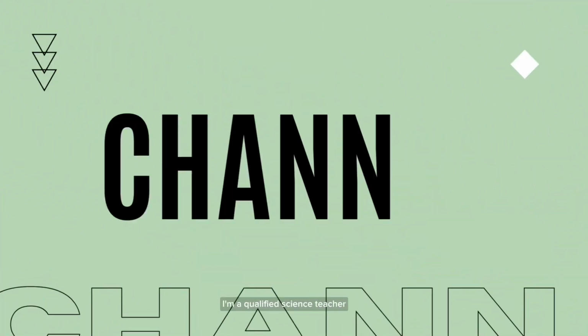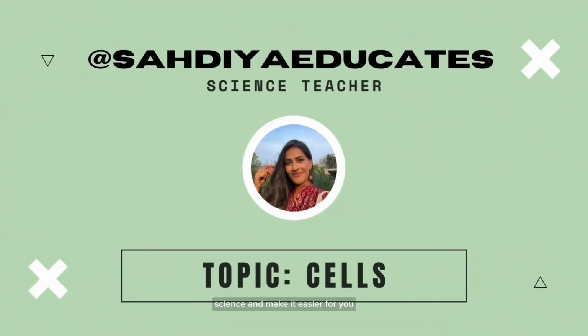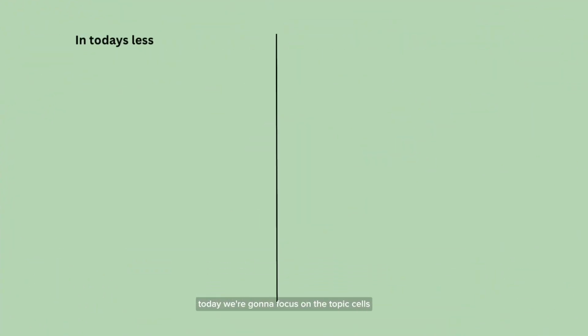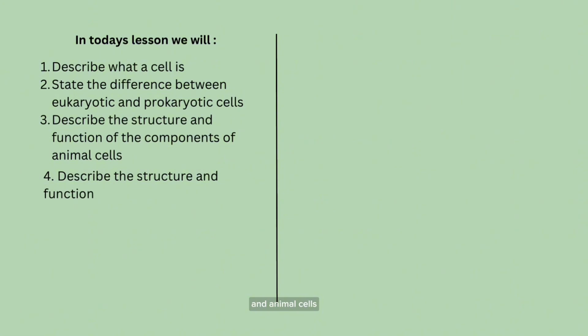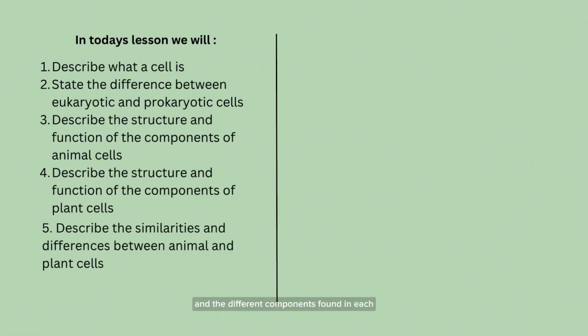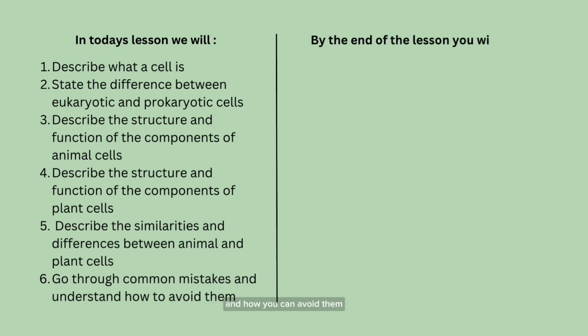My name's Sahdiya. I'm a qualified science teacher trying to help you understand science and make it easier for you. Today we're going to focus on the topic cells. We're going to look at cells, eukaryotic cells, prokaryotic cells, plant cells and animal cells, and the different components found in each. I'm also going to go through some common mistakes and how you can avoid them.